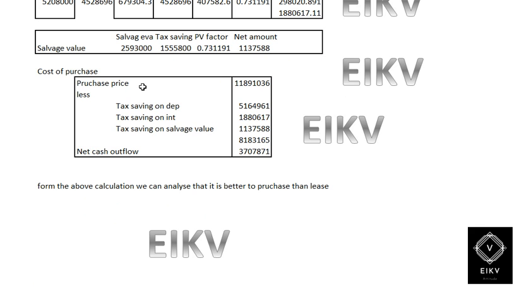Now the computation of net cash outflow. Purchase price would be 1 crore 18 lakh 91,036, less the tax savings on depreciation, which is 51 lakh 64,961, and the tax savings on interest, which is 18 lakh 80,670, and tax savings on salvage value would be 11 lakh 37,588. Therefore, the total would be 81 lakh 83,163. Therefore, the net cash outflow would be 37 lakh 7,871.